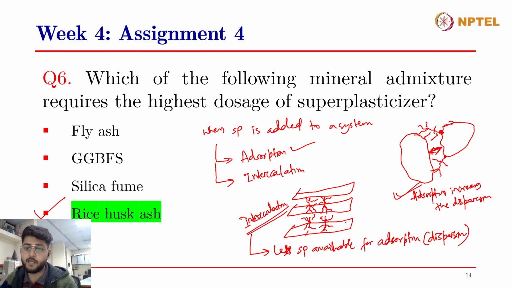So when there is less superplasticizer available for adsorption, that will increase the superplasticizer demand of the system. And therefore, due to this fibrous and microporous network of rice husk ash, it intercalates a lot of superplasticizer molecules that are being added into the system, and therefore less superplasticizer is available for adsorption and dispersion, and that in turn increases the demand of the superplasticizer.